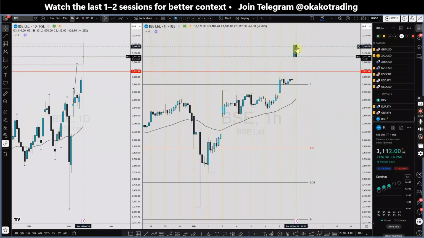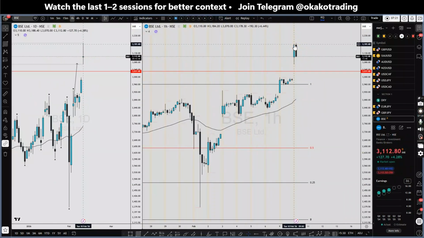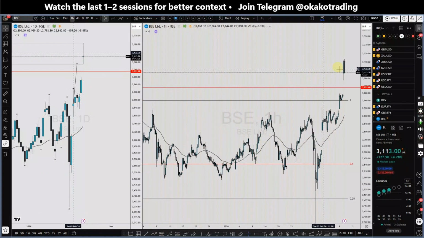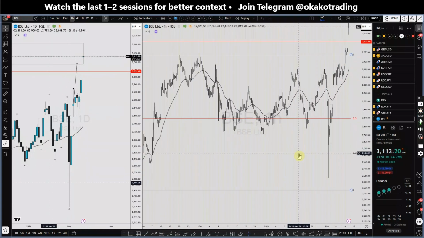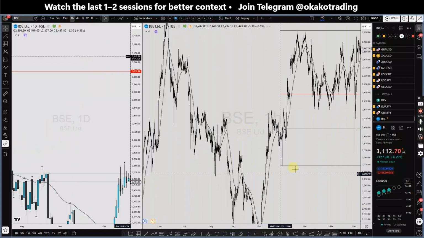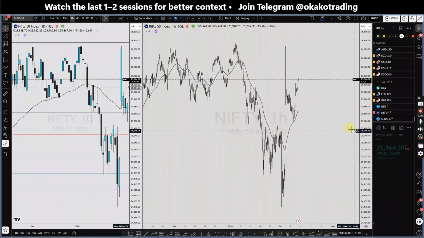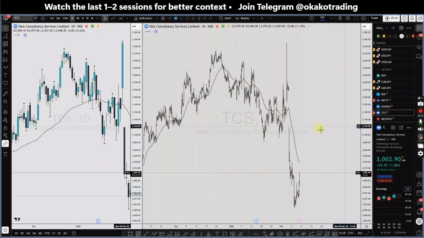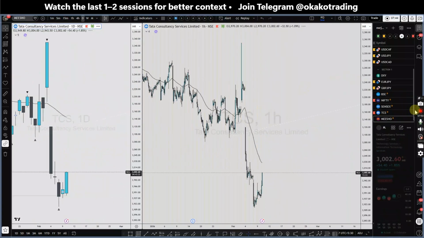BSC just managed to create an all-time high today. It opened with a 6% gap up maybe. The move was amazing. And I just liquidated all my positions. I was holding BSC from this kind of levels. That was a really good trade in BSC. I'm also monitoring TCS right now.